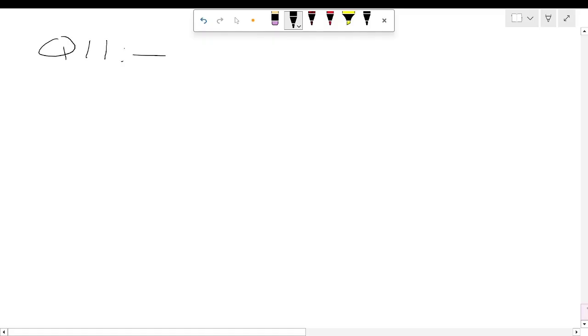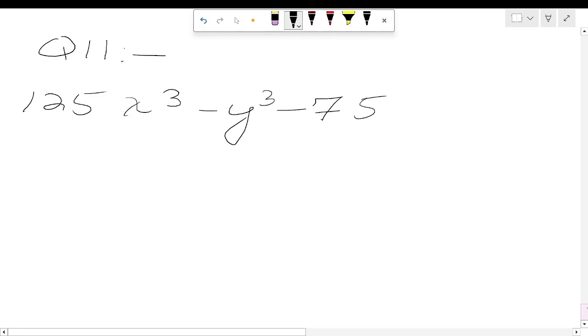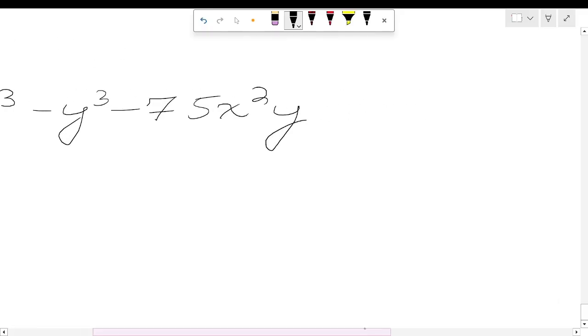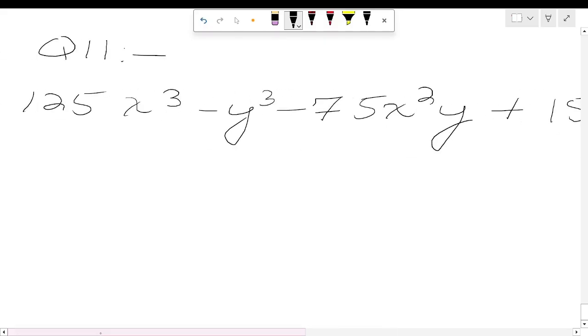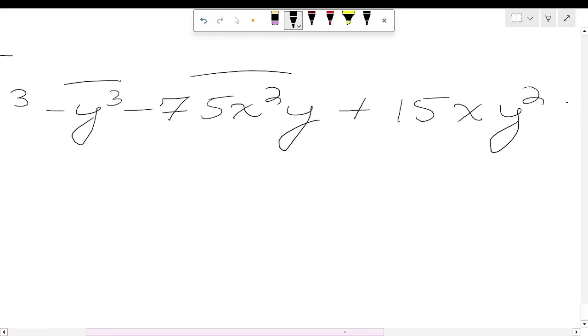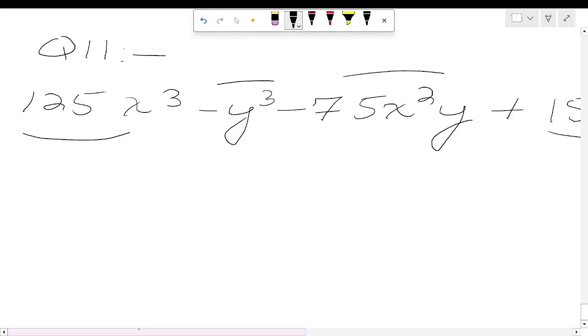Expression number 11 states that we have 125x cube subtracted from b cube, then again subtracted from 75x square y, and being added with 15xy square. So as you can see, this is the cube with the cube, this is the square value with the squared value, so we do not need to change the order of these elements. Now what will I do next?